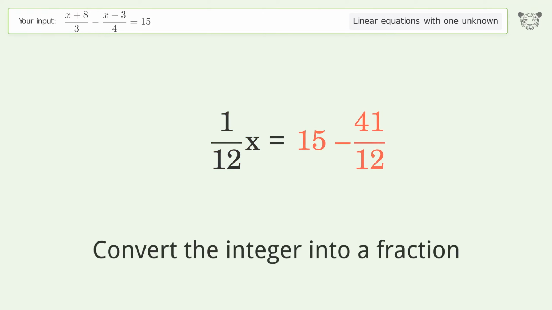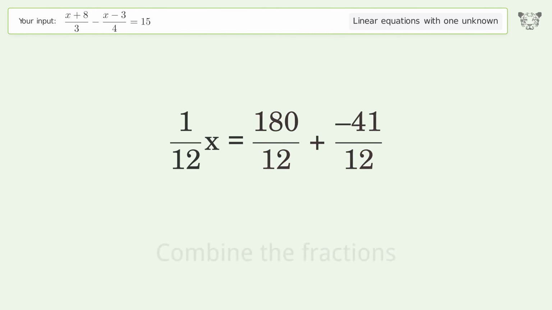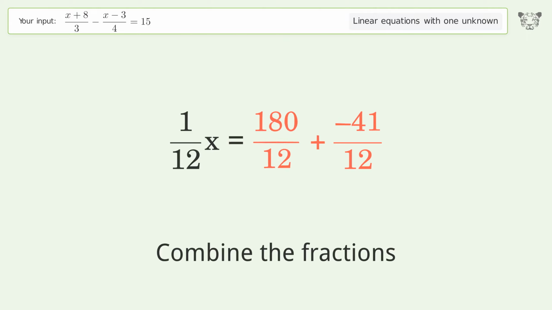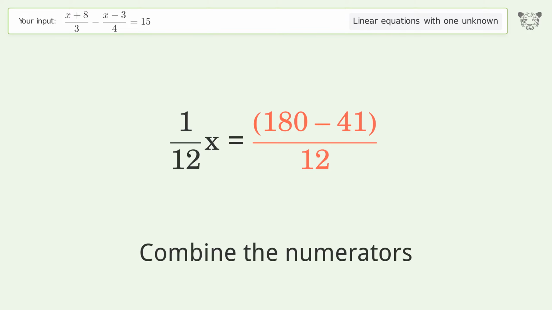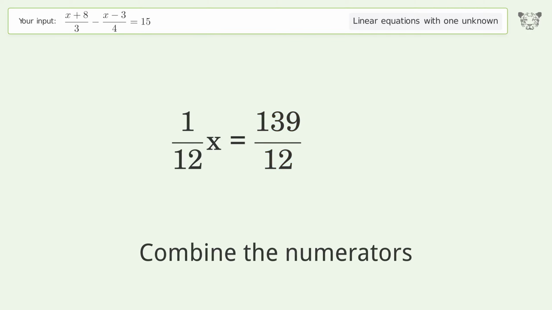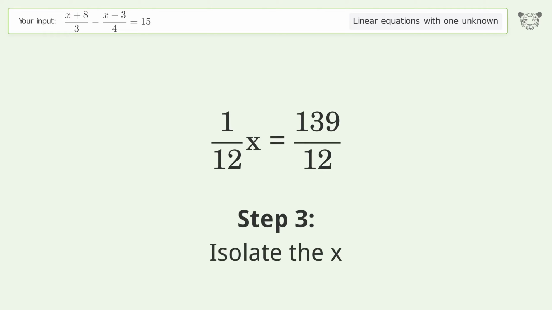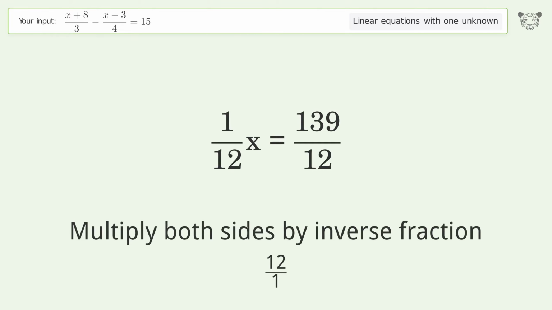Convert the integer into a fraction. Combine the fractions. Combine the numerators. Isolate the x. Multiply both sides by inverse fraction 12/1.